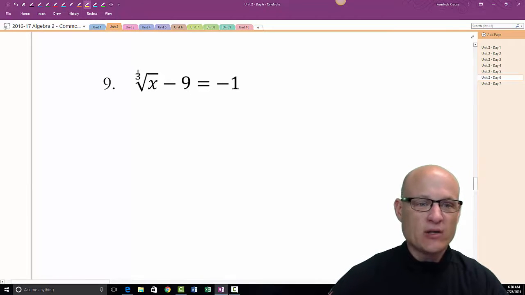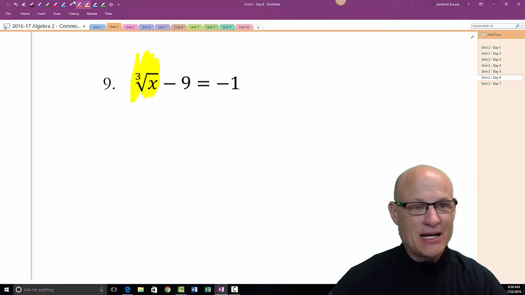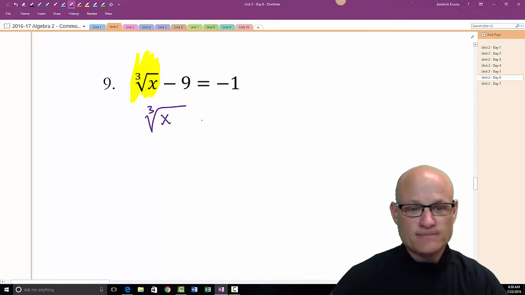Isolate the weird thing. Get the weird thing alone. I'm going to say it a million times. I know you're going to get tired of it. I don't care. So we got to isolate the weird thing. We're going to bring the 9 over. So I get the cube root of x is equal to 8.